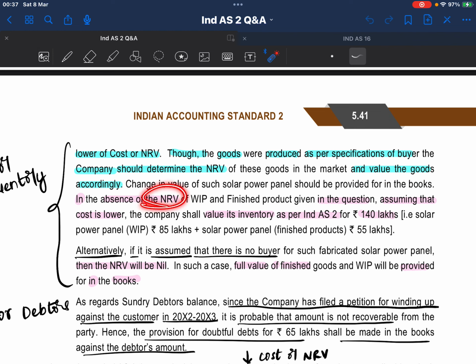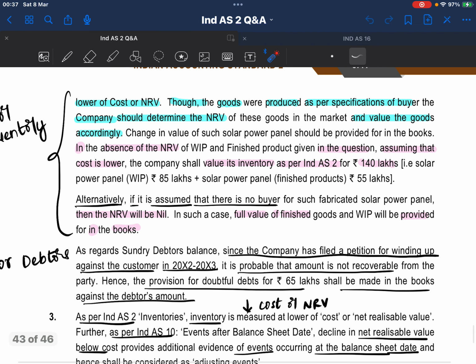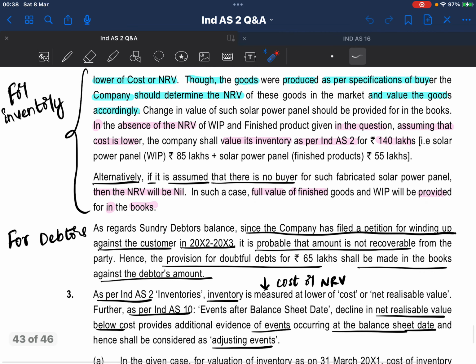In the absence of NRV in the question, assuming that the cost is lower, value the inventory as per Ind AS 2 at rupees 140 lakhs, which is 85 lakhs plus 55 lakhs. Alternatively, if it is assumed that there is no buyer, then NRV will be nil. Full value of finished goods will be provided in the books. This is for inventory. Now coming to debtors.